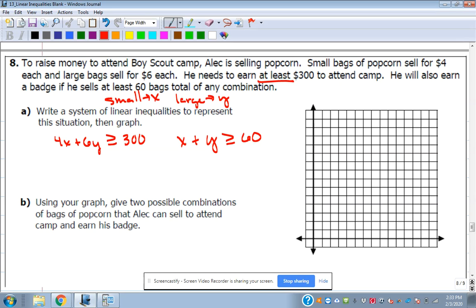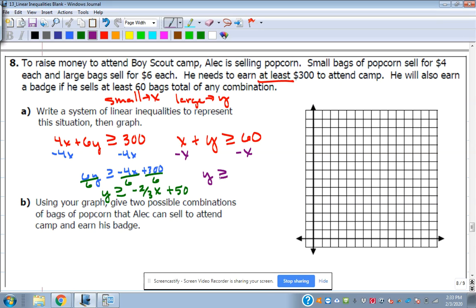So we're going to get them in slope-intercept form. So subtract 4x. 6y is greater than or equal to negative 4x plus 300. Divide by 6. Y is greater than or equal to negative 2/3 x plus 50. And then on this other one, we're going to subtract x, and that's all we're going to have to do. Y is greater than or equal to negative x plus 60.